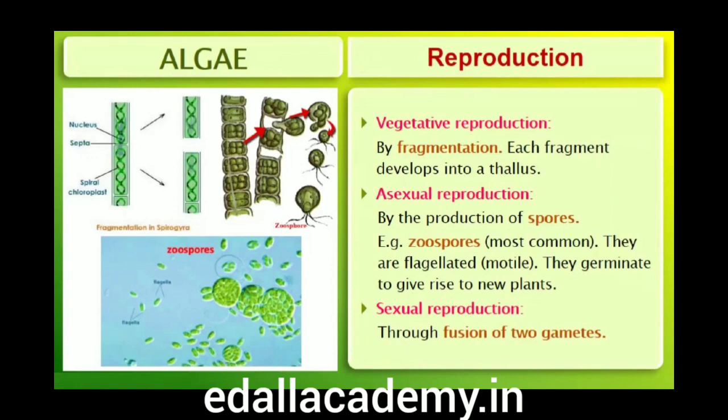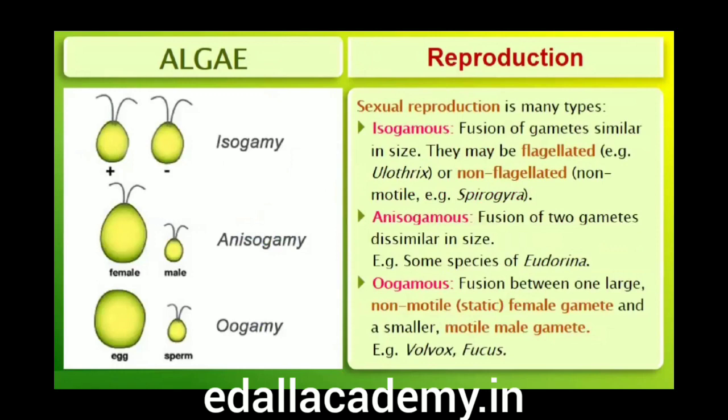Asexual reproduction is by the production of different types of spores, the most common being the zoospores. They are flagellated, motile, and on germination give rise to new plants. Sexual reproduction takes place through fusion of two gametes. These gametes can be flagellated and similar in size, as in Chlamydomonas, or non-flagellated, non-motile, but similar in size, as in Spirogyra. Such reproduction is called isogamous.